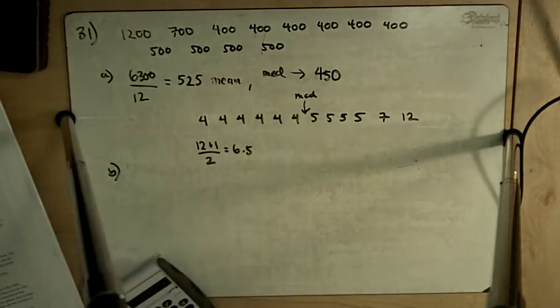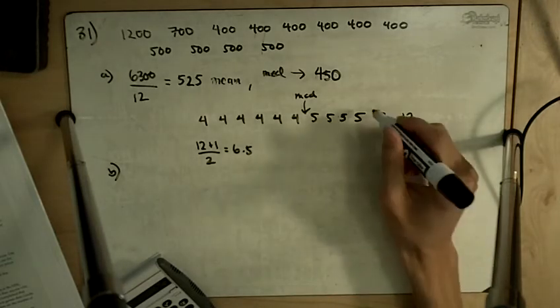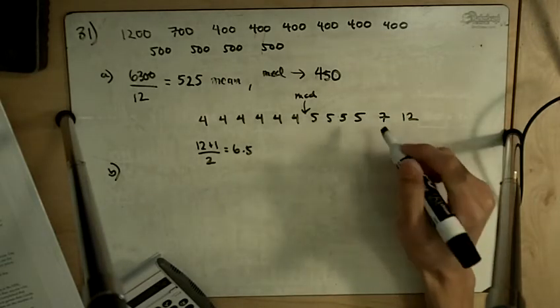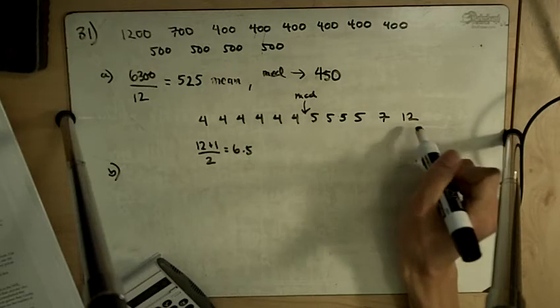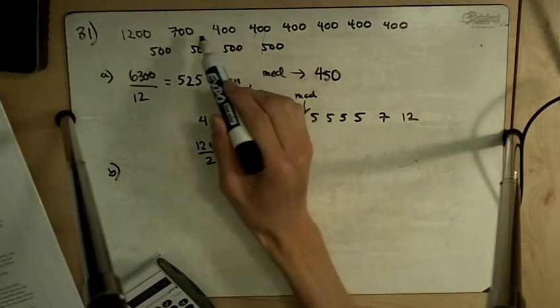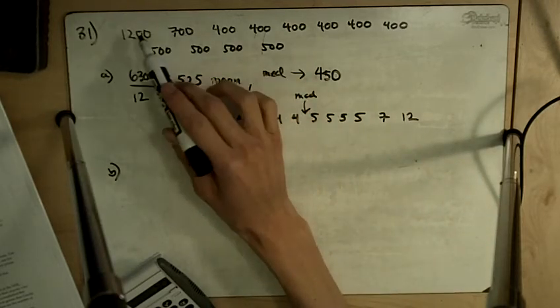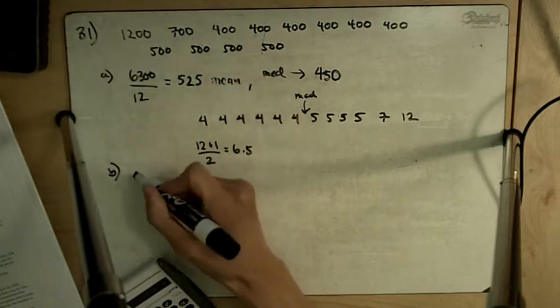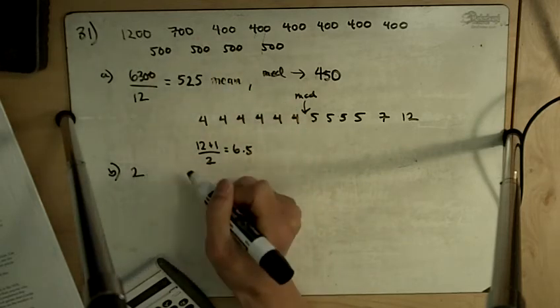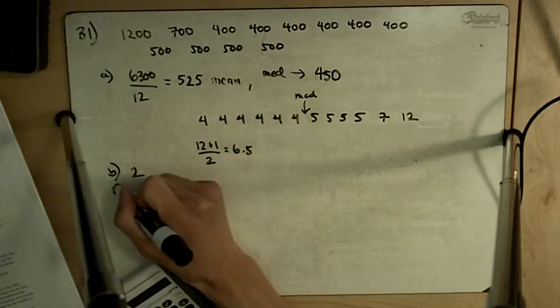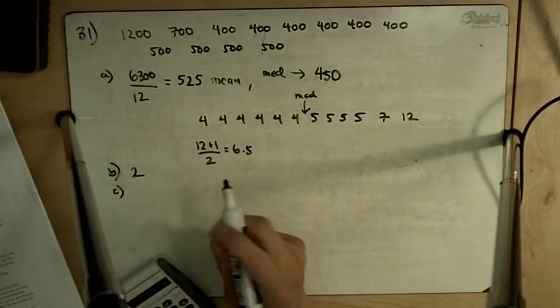Part B says, how many employees earn more than the mean wage? So the mean is at 525, and so there's only 2 employees that make more than 525. That's the supervisor, and the inventory manager. So only 2 people earn more than the mean wage.